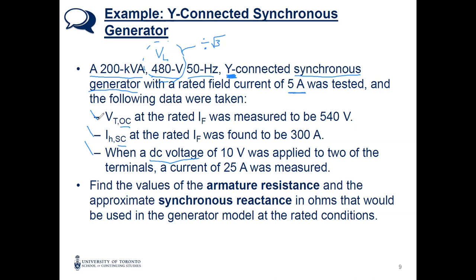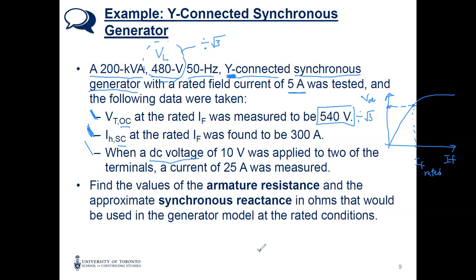Because we covered only the first two in the previous meeting, but we didn't discuss the DC voltage test. The first two are regarding the open circuit. If you remember, for the open circuit, we had E, or V open circuit, versus the field current IF, and you have the open circuit characteristic. At the rated IF, you have this voltage. Again, you have to divide this voltage by square root 3 because it's star connected.